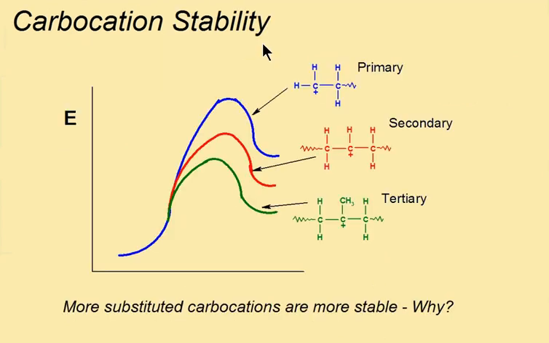And we can see why the more substituted carbocation is preferred. It's because it's lower in energy, as we'll look at the transition and that intermediate point, and it's therefore more stable. More substituted carbocations are more stable. But why is it more stable? Well, there's 2 factors at play here.